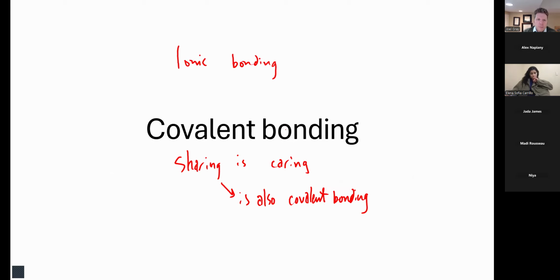Ionic bonding, I want you to think about in a couple of different ways. One way is to think about what the components of an ionic compound are. Well, it's a metal plus a nonmetal.